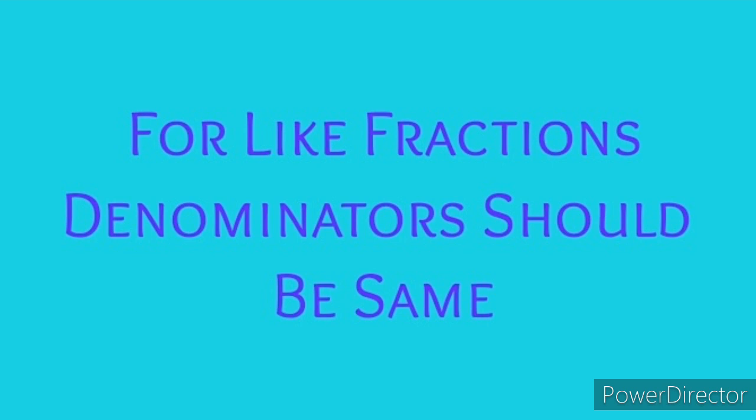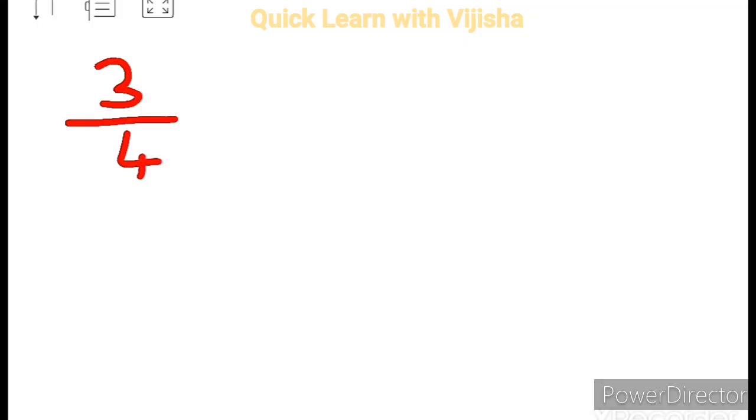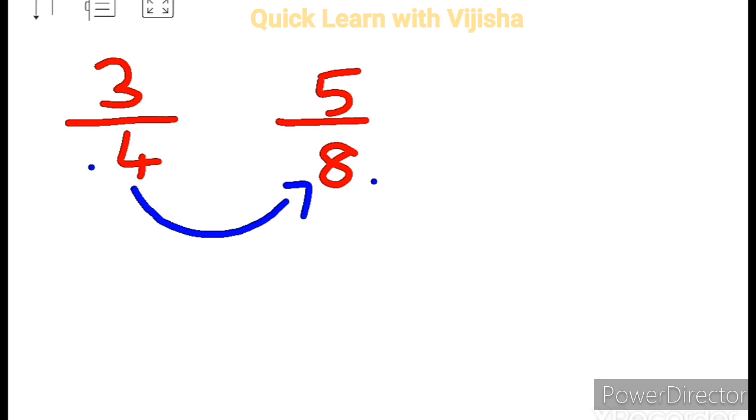The first question is given as 3 upon 4 and 5 upon 8. So we will check the denominators. Both the values are different. Here it is 4 and here it is 8. So we have to make them the same. We will check whether they have any common multiplication tables, like 4 and 8 have a combination. In 4's table, 4 twos become 8. Understanding, children? So how will we do this?